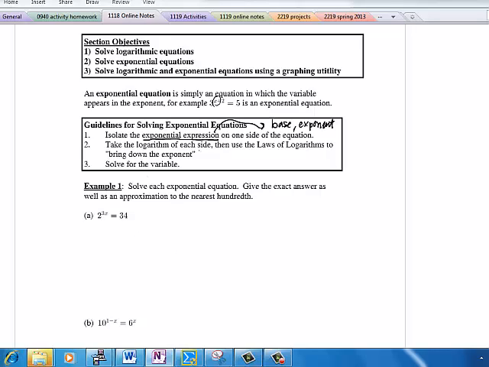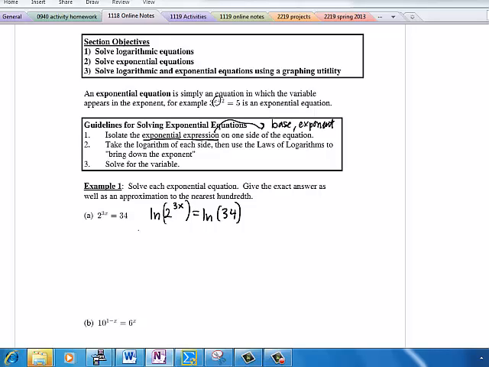So if we're trying to isolate the exponential expression on example 1a here, 2 to the 3x equals 3/4, that's already done. We've got base 2, exponent 3x alone on one side. So then the next step is to take the logarithm of each side. I'm just going to do the natural logarithm. So the natural log of 2 to the 3x equals the natural log of 3/4. You can use log base 10, you can use log base 2, whatever you want.